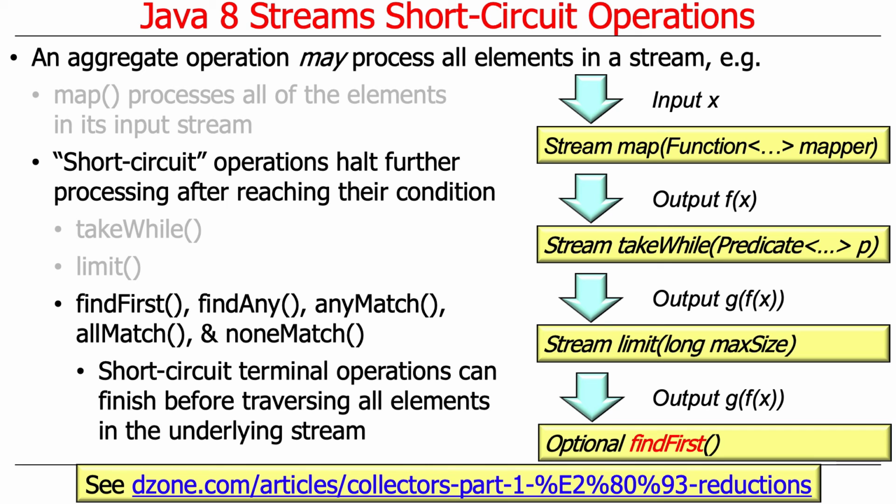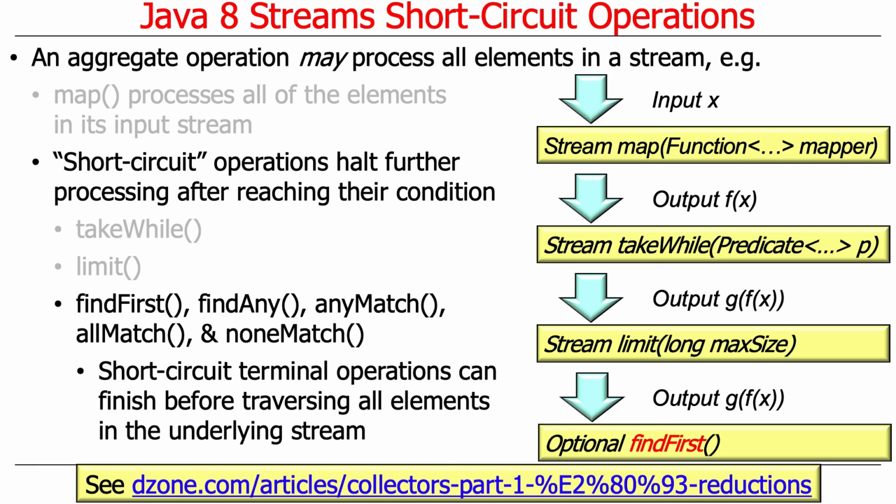The third type of short circuit operation are terminal operations, and there's a bunch of them. Find first, find any, any match, all match, none match. And these operations may finish before all the elements are traversed in the underlying stream. For example, find first will stop after it finds the first element. Find any will stop after it finds any element. Any match will return true, basically, if there's any match to the predicate, and as soon as there's any match, it'll stop. All match will return as soon as there's not a match. Obviously, if they all match, it'll have to look through everything. And none match will, again, basically return as soon as it finds a match. It might have to search through the entire stream because it has to check them all. If nothing is matching, nothing is matching, nothing is matching, they'll have to keep looking. But as soon as they find a match, they'll stop.